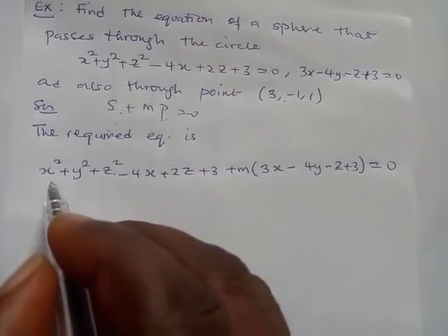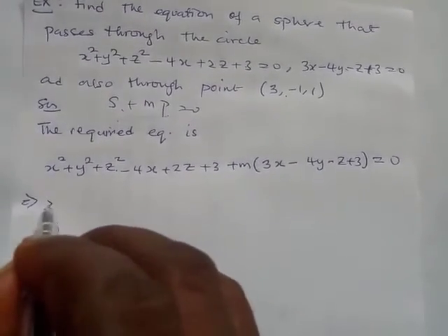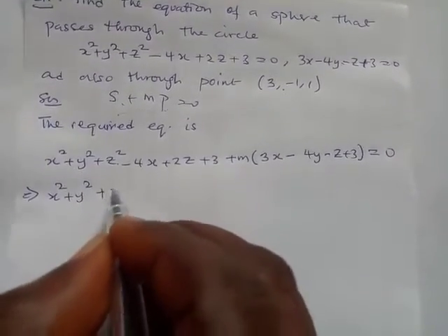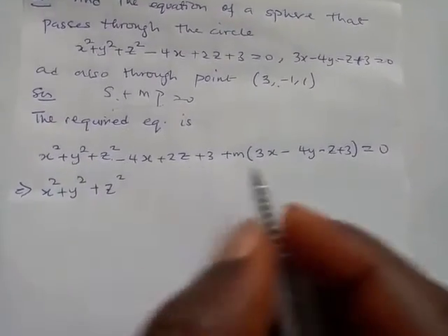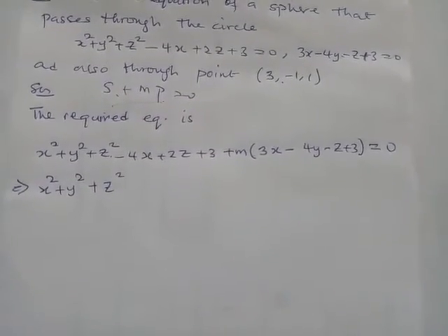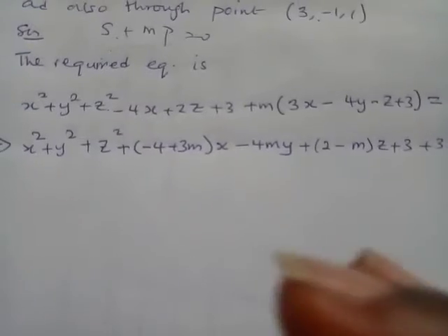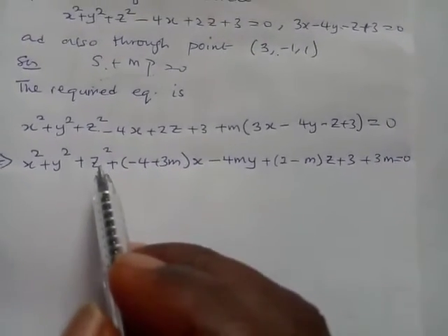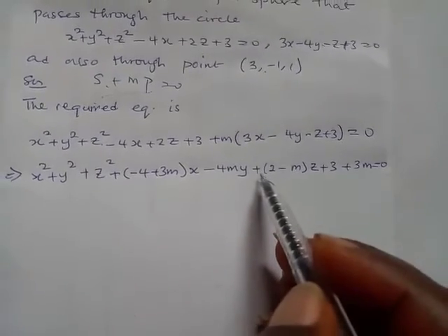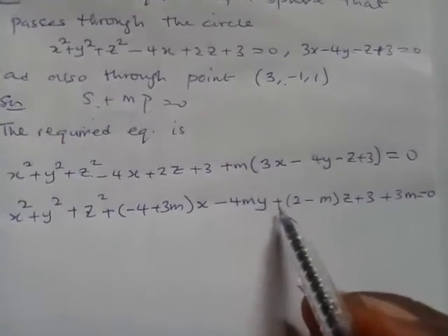The next thing is we need to simplify further. So this is minus 4x. We need to write it with this one. In doing so, we are going to have this. Now, this is the required equation of the sphere.